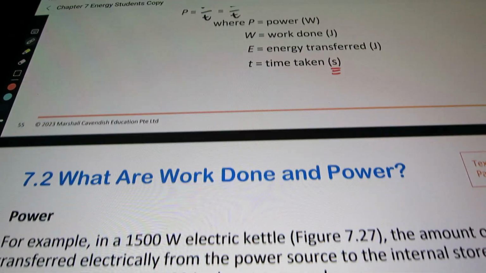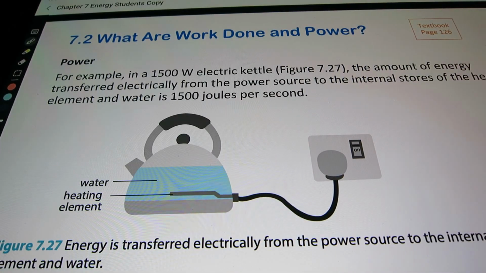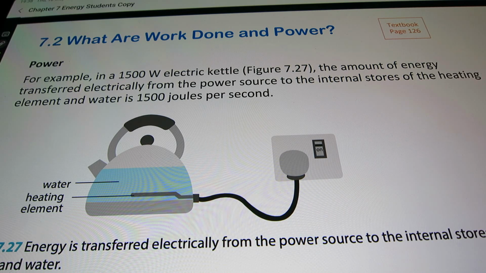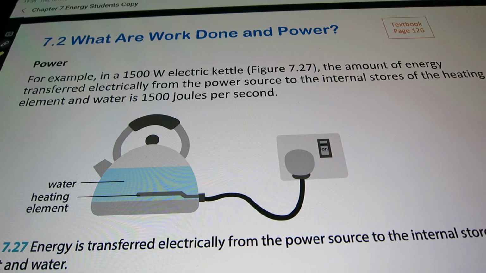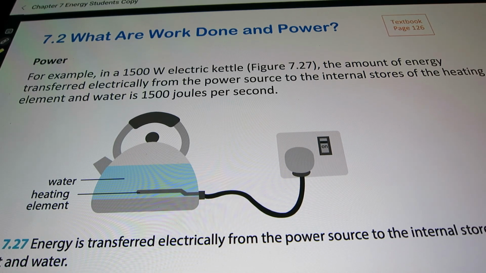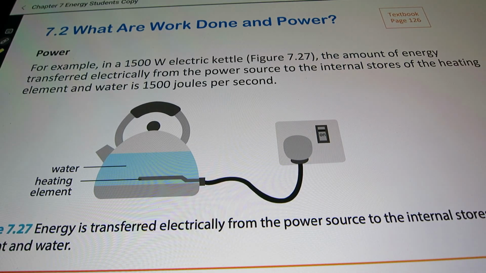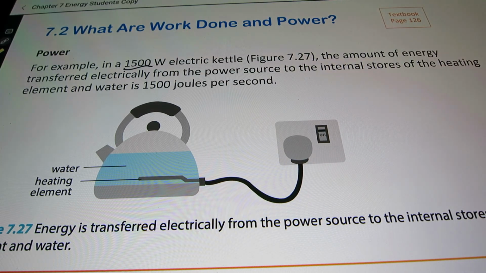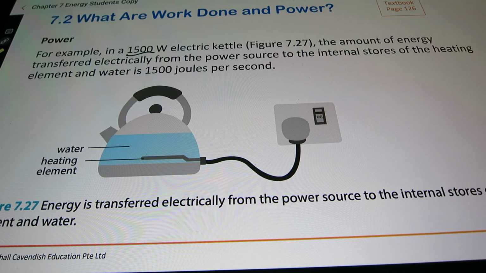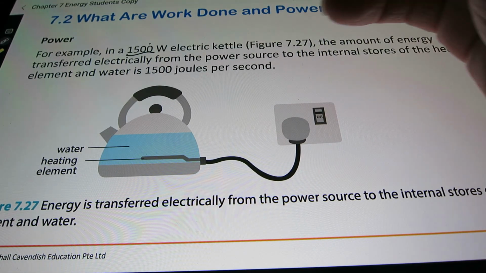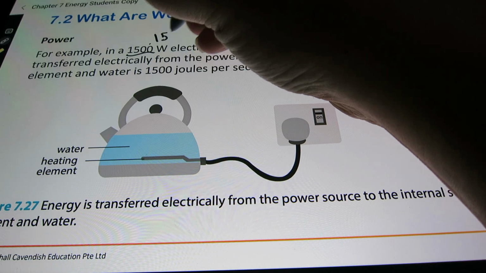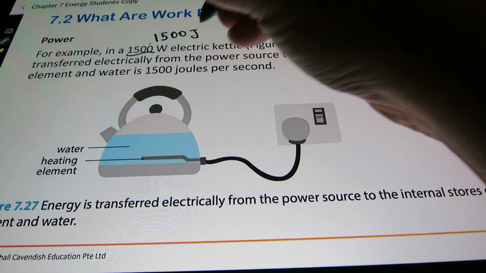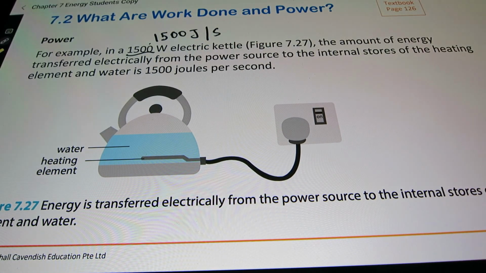Alright, so let's look at examples. And power is more commonly seen in your electrical appliances, even your electrical bill. So we'll cover a little bit more about that in your chapter on electricity. So for example, let's look at this question. I have a 1500 watt kettle. So they're asking you basically what it means when it's 1500 watts. That means this kettle is able to deliver 1500 joules every second. That's essentially what it means. That's what a watt means.